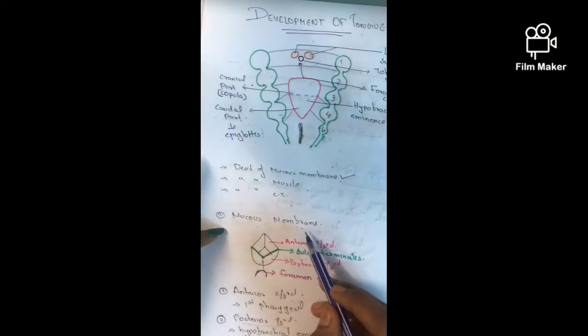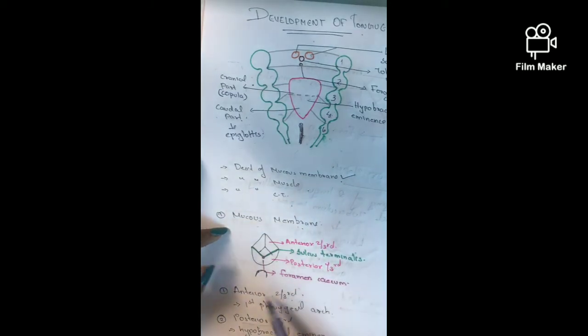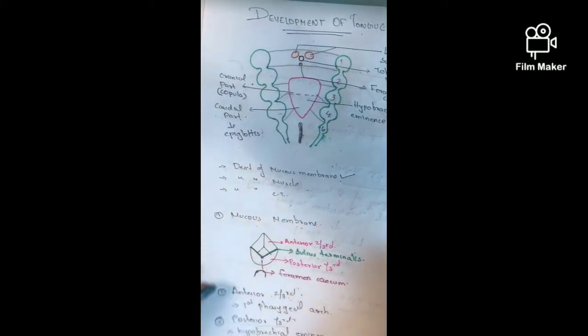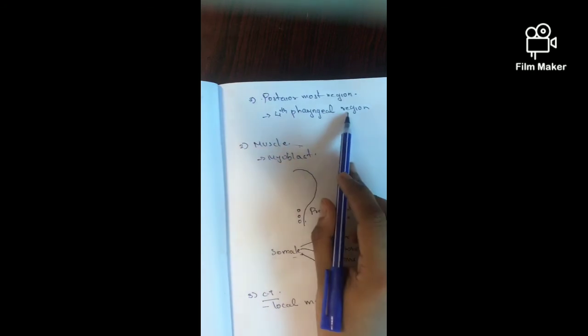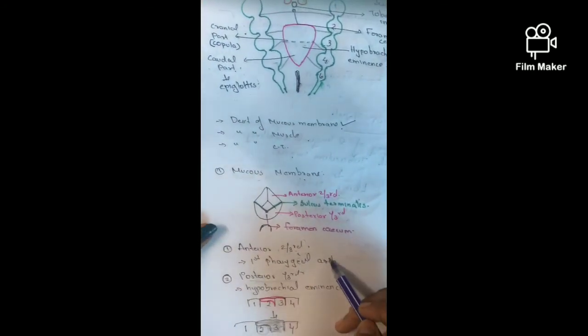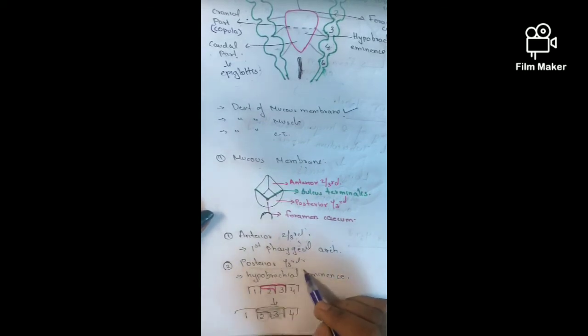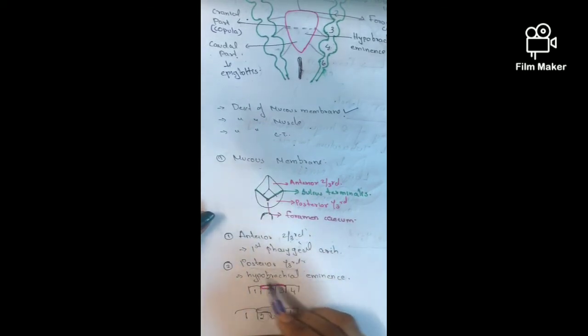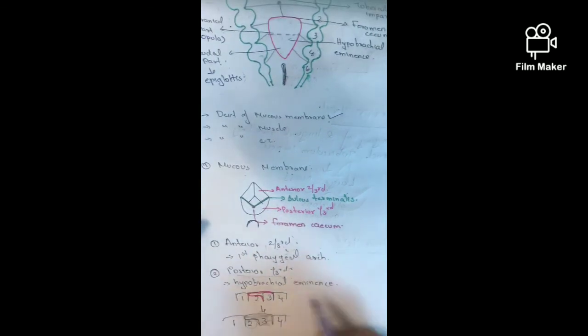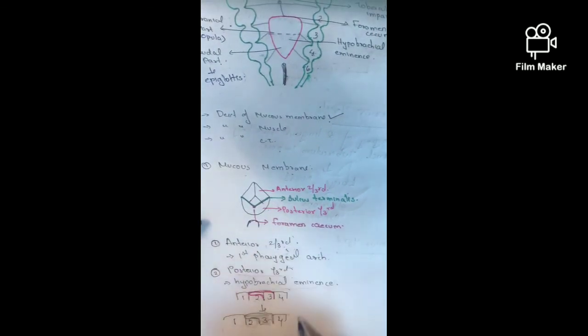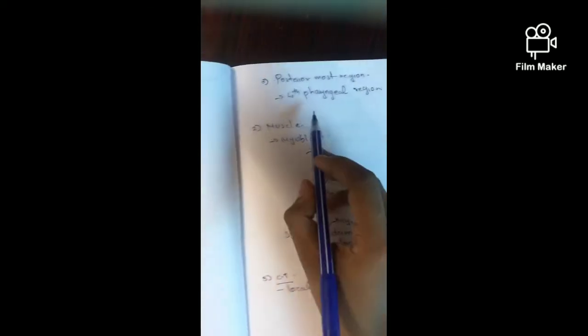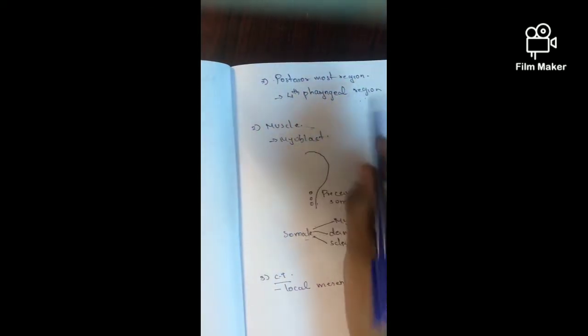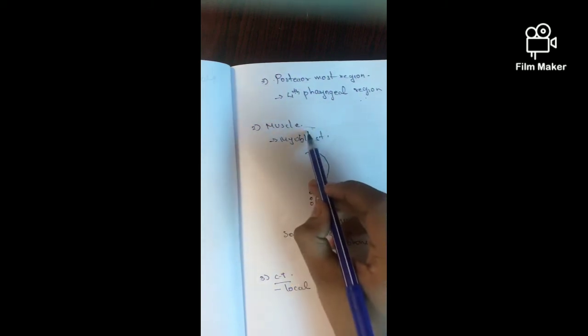Then the mucous membrane should be explained under 3 headings: anterior 2/3, posterior 1/3 and the posterior most region. You have to say the anterior 2/3 is formed from the first pharyngeal arch, while the posterior 1/3 is formed from the hypobrachial eminence because of the overgrowth of the third pharyngeal arch. This diagram has to be included in the posterior 1/3 region, and the posterior most region is from the fourth pharyngeal arch. Then you have to tell about the muscle.